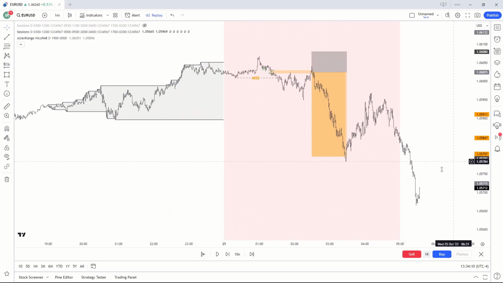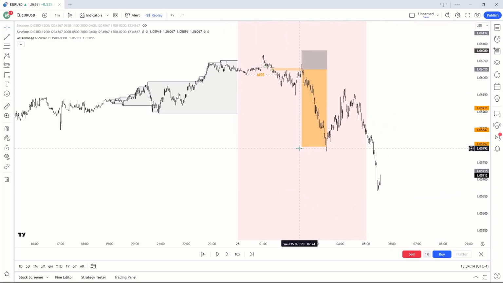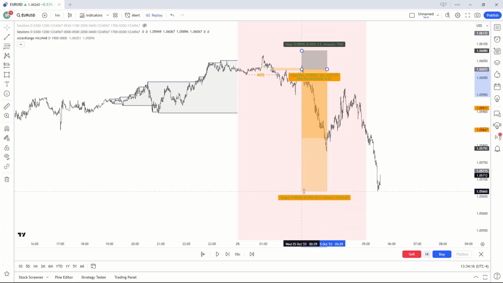Now guys, this trade ran about 20 pips. Nice 1 to 4. However, if you did hold, you would have caught about 36 pips, which would have been about a 1 to 6, which is absolutely amazing.